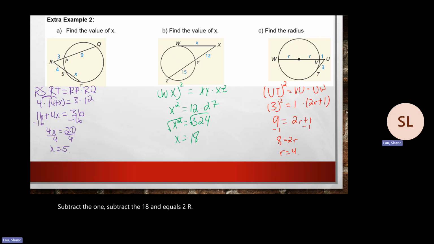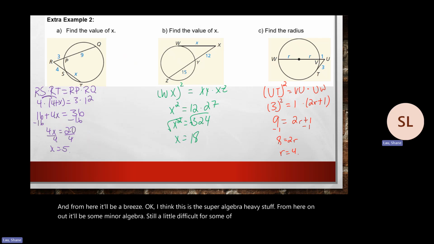And from here, it'll be a breeze. Yeah, I think this is the super algebra heavy stuff. From here on out, it'll be some minor algebra. Still a little difficult for some of us, but some minor algebra.